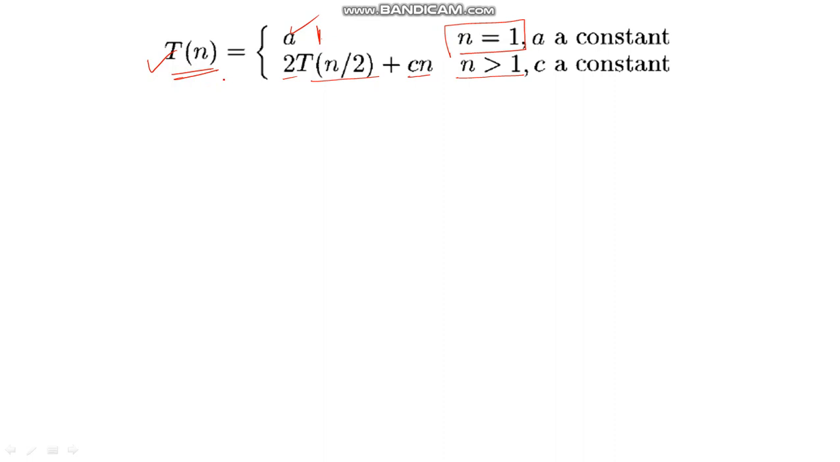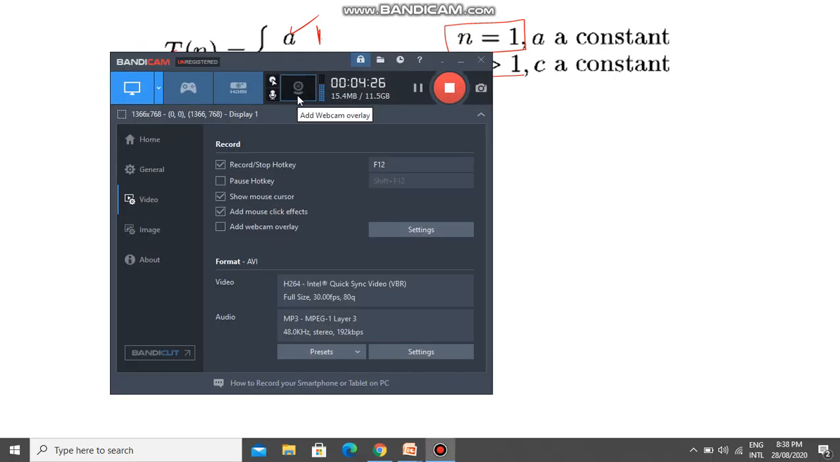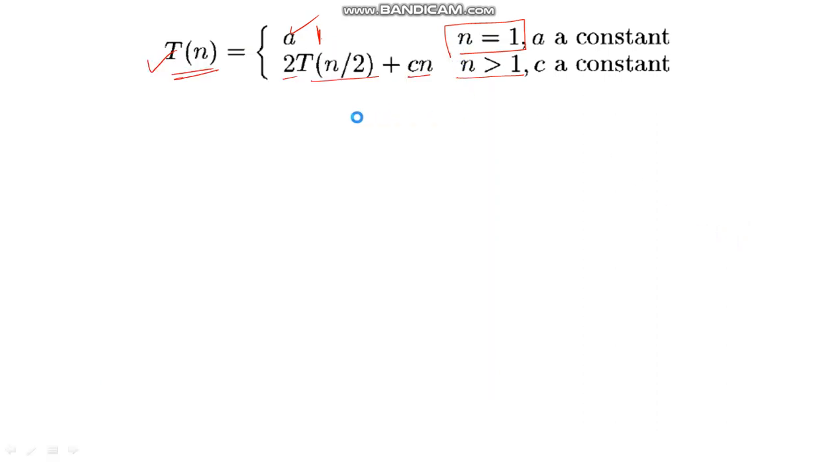We need to solve this particular equation to get the time complexity of the merge sort algorithm. So let us go ahead and try to solve this equation to get the time complexity of our algorithm. So over here, let us consider it as T of n.